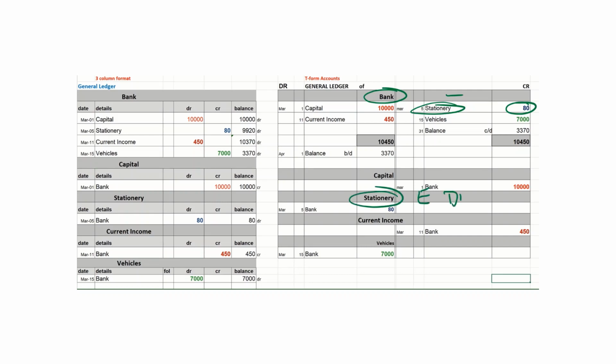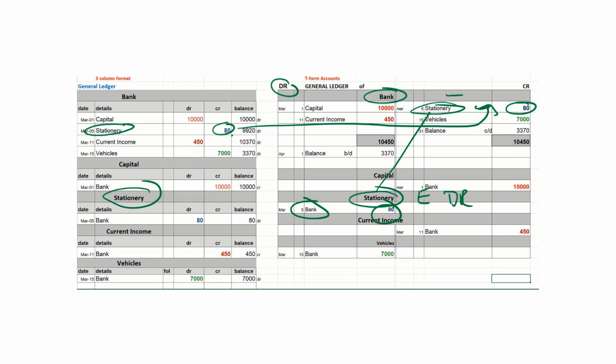It's got a debit nature, so it increases on the debit side. So there's my double entry. Debit stationery, credit bank. So if we look at this, on the 5th of March, we will credit bank, exactly what we've done there, with the $80. Why? We bought stationery. You would create a stationery account. You know it's an expense. You know it's a debit nature, so you will debit stationery with bank. Exactly what you've done there.